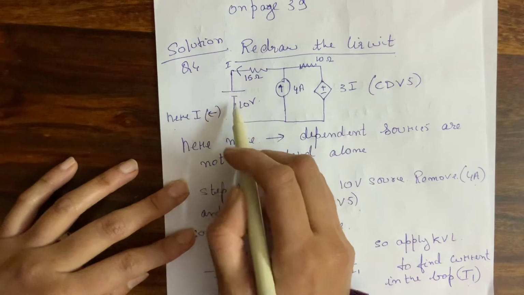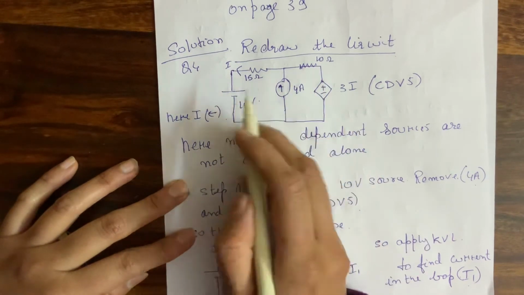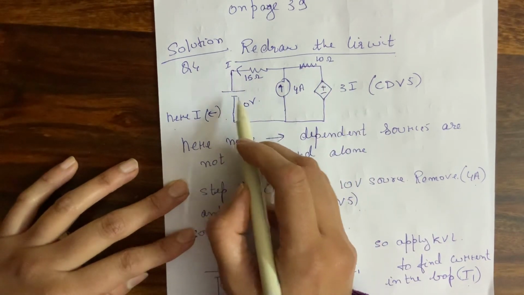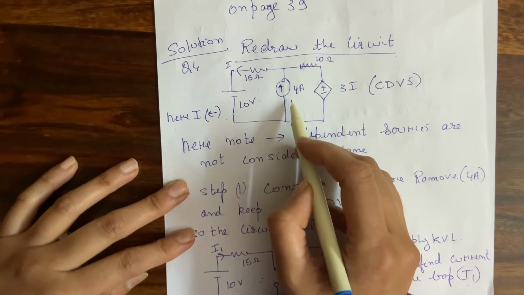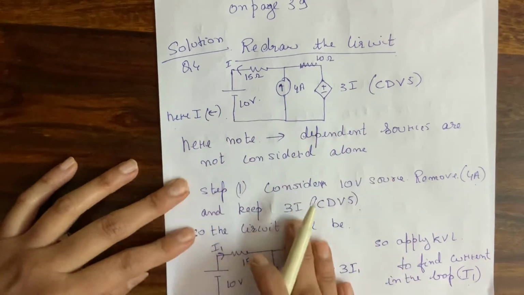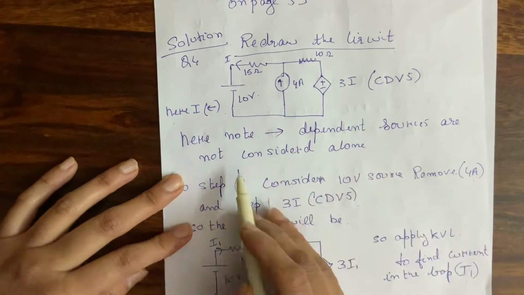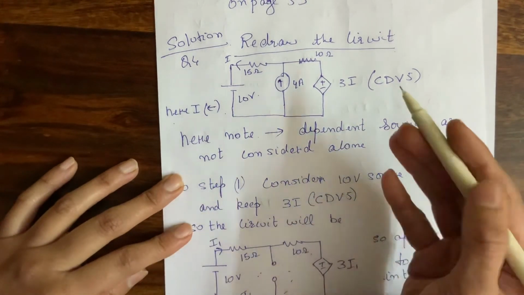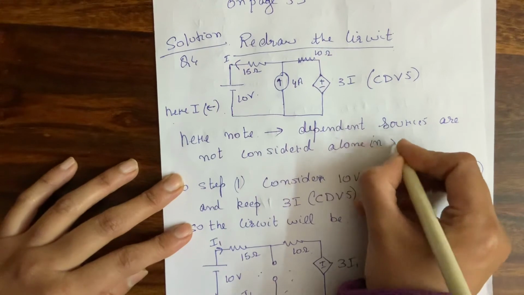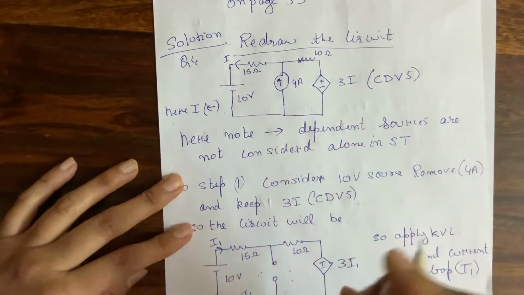We are going to see in the circuit if there are two other sources also. So there is a voltage source and there is a current source, and I am going to consider one source at a time. So the first thing to note again is that dependent sources are not considered alone in the superposition theorem. Please consider that and note it down.